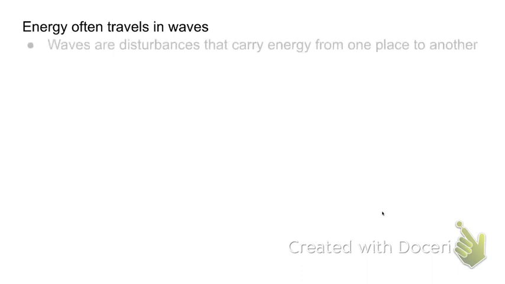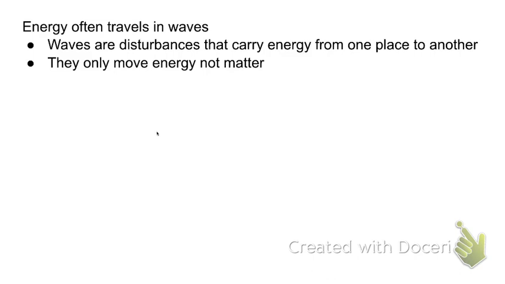The last thing we want to talk about is that energy travels in waves. Okay? Waves are disturbances that carry energy from one place to another, so that checks our second agree-disagree statement from this morning. Energy does in fact travel in the form of waves. Waves move energy from place to place. Okay? However, it's important to understand that they only move energy, they do not move matter.